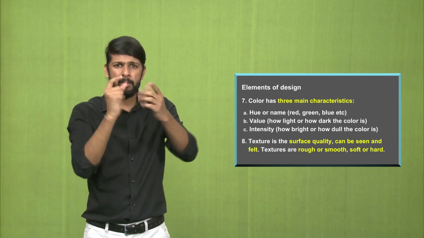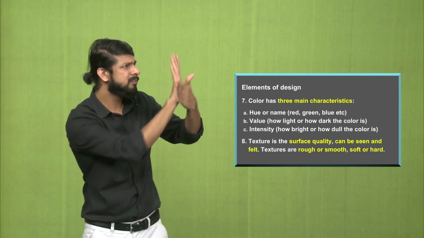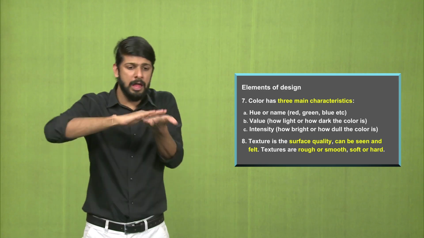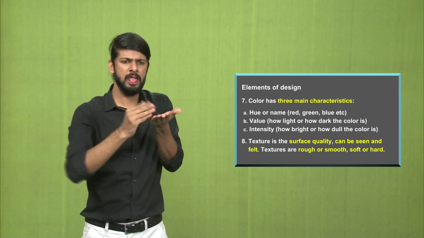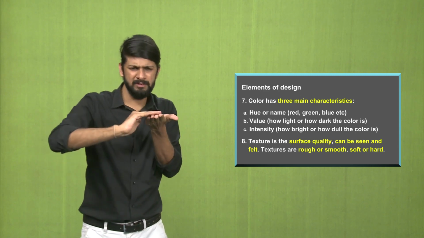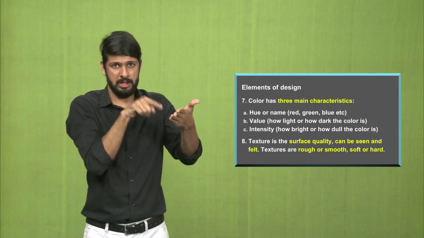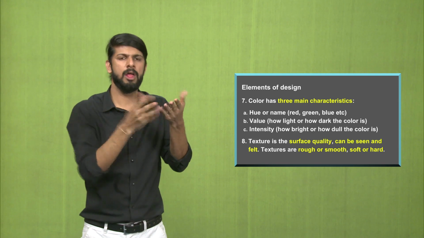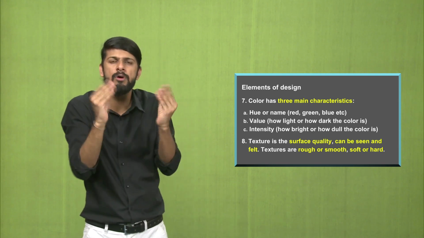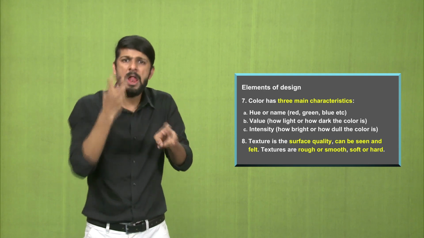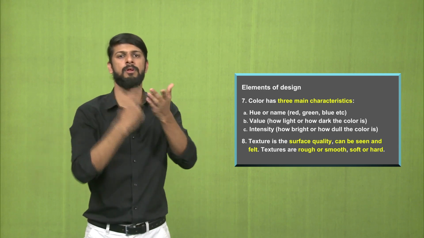And then we have texture. Texture is the surface quality of various kind of surfaces, could be the wall, could be the floor, etc. And this quality can be seen and felt. It can be rough or it can be smooth. Or it can be soft or it can be hard. That is what is texture.